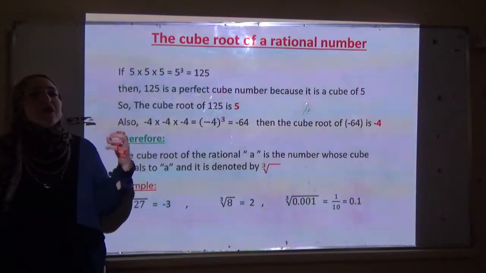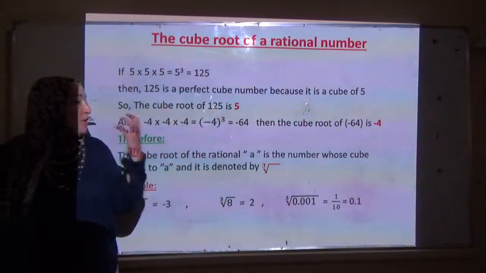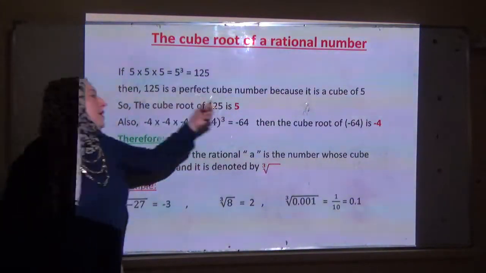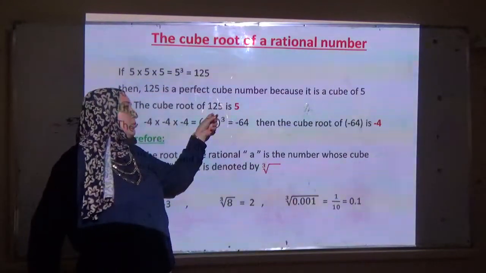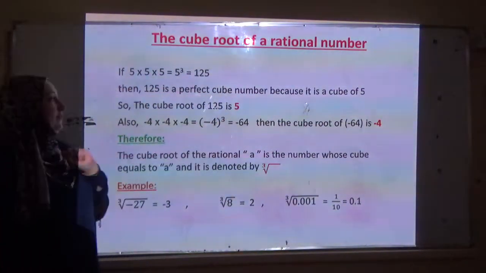The meaning of the cube root of 125 is: which number power 3 gives me 125? 5 power 3 gives me 125. Then the cube root of 125 is 5.